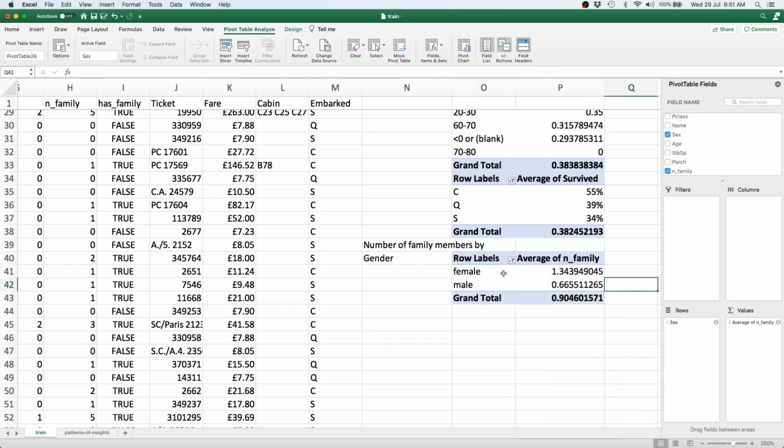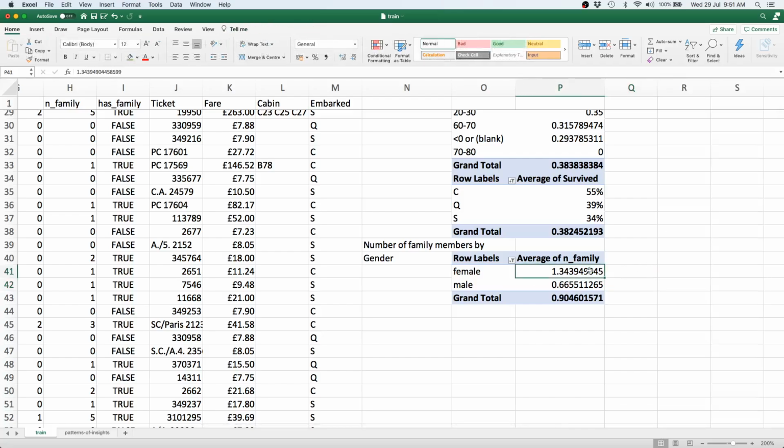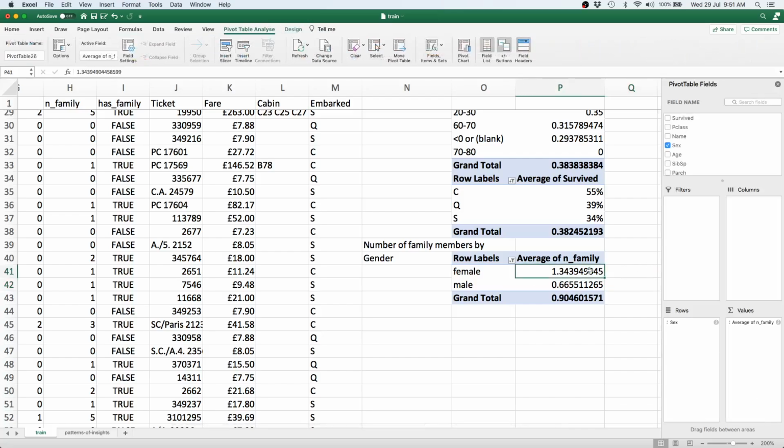So females had almost twice the average family members than men, and this is also understandable, probably because women were not allowed to travel alone and they would be accompanied by their family, whereas men could travel alone. And there it is. So basically that's how number of family members varies by gender.